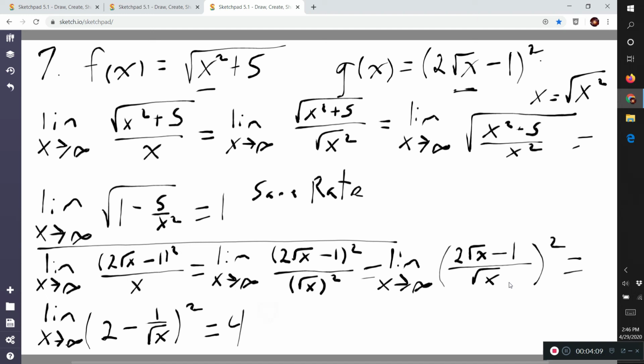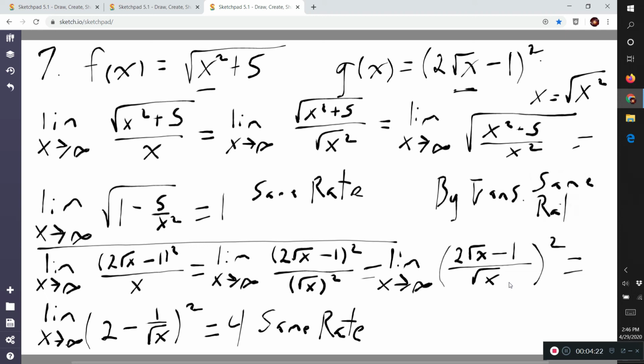So, because f of x grows at the same rate as x, and g of x grows at the same rate as x, by transitivity, I can say both these functions, f and g, grow at the same rate.